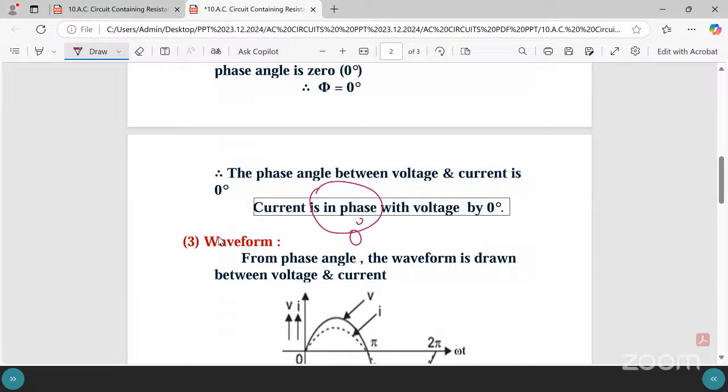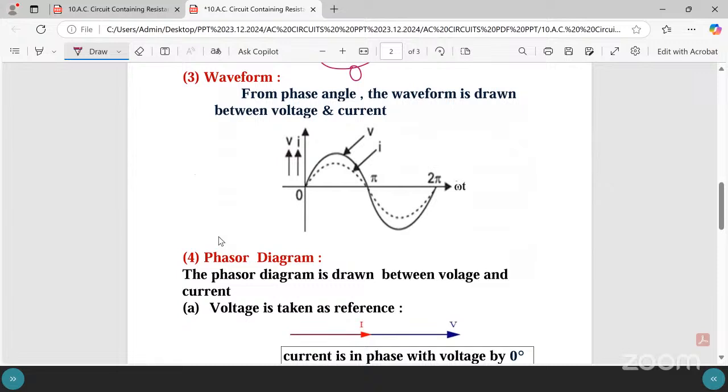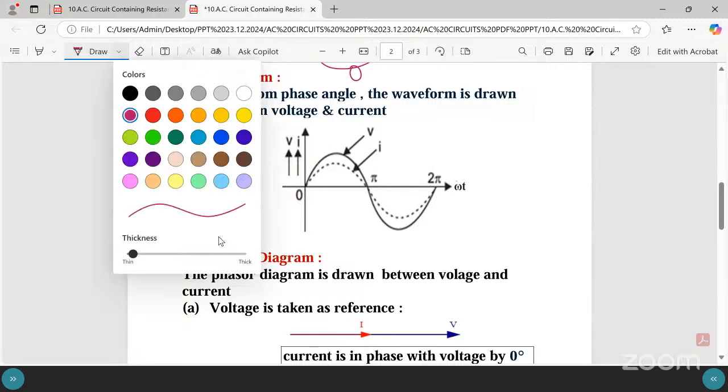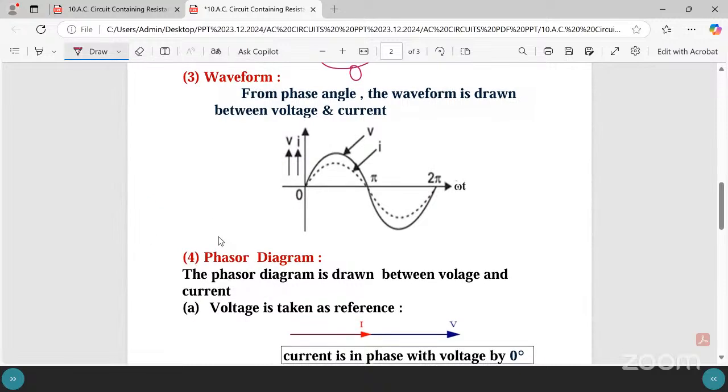Now we'll go for the third result. What is the third result? It is a waveform. Now go for the waveform and check it. This is voltage. And this is current. The dotted line indicates current.